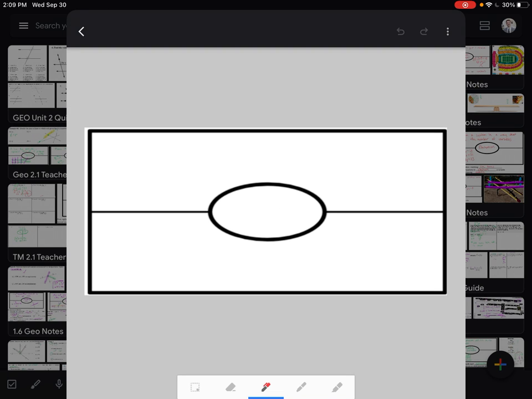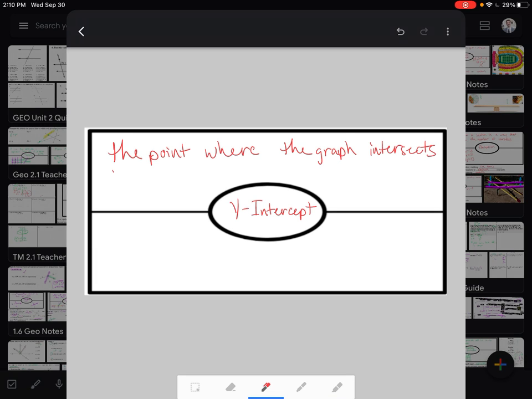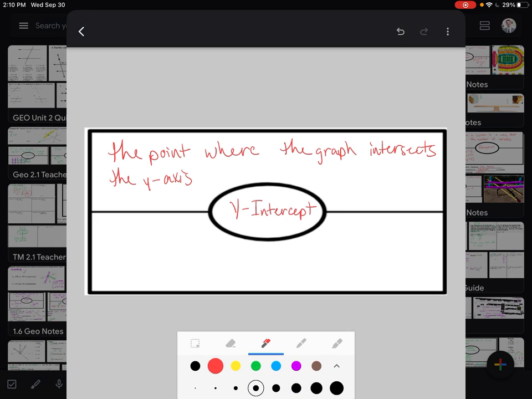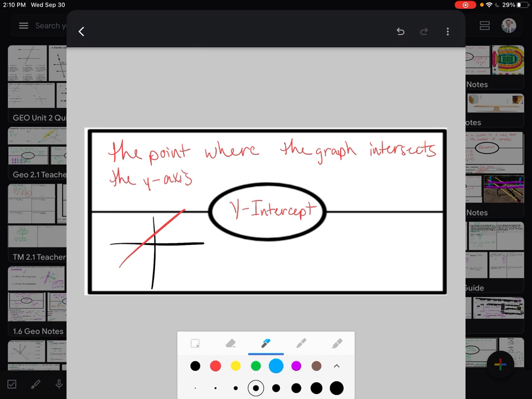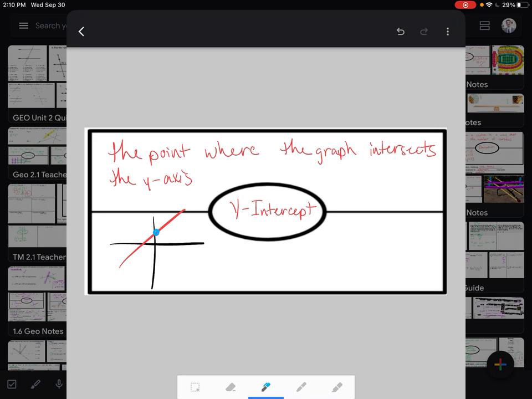So first starting off, let's go with y-intercept. And this is going to be the point where the graph intersects the y-axis. All right, so again, if we're taking a look at this here, and we're drawing a line, we're going to see the y-intercept is exactly where we cross the up and down or the vertical axis.